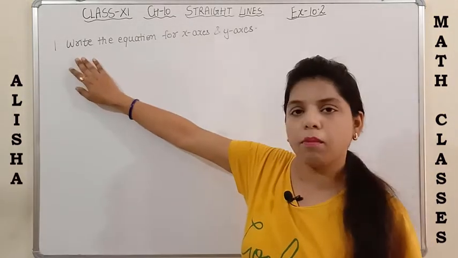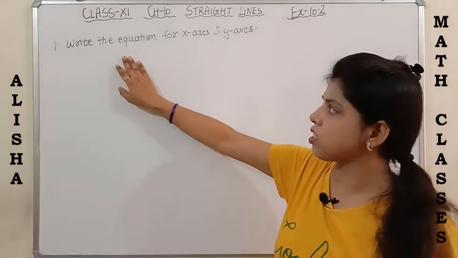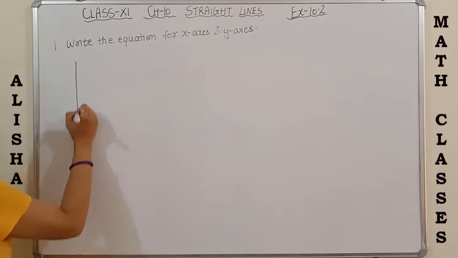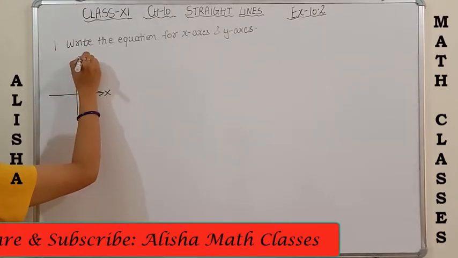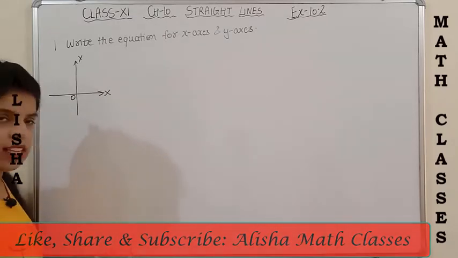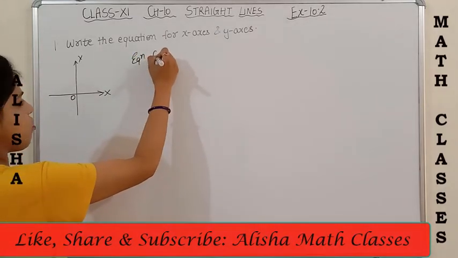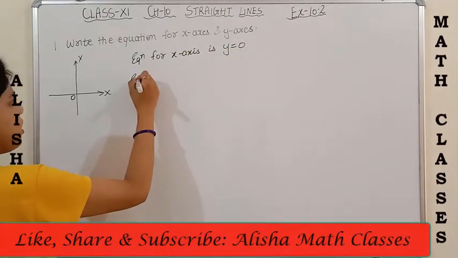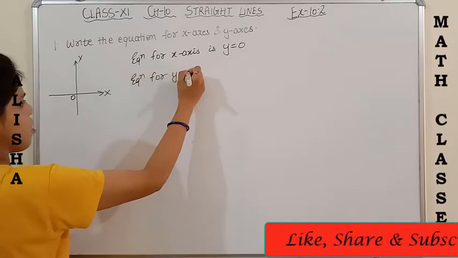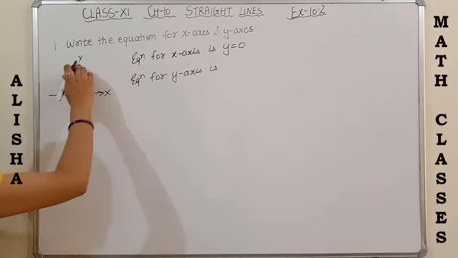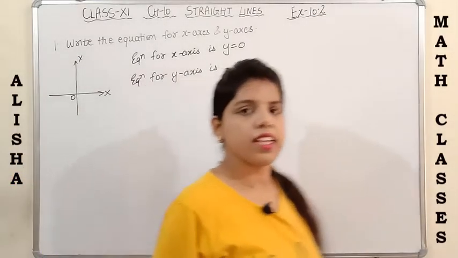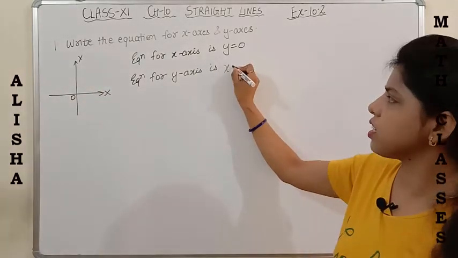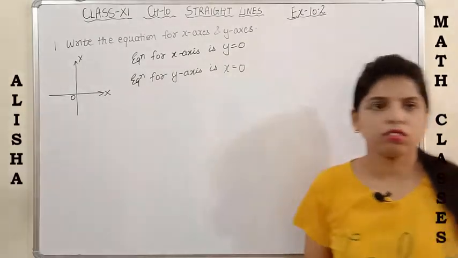So without wasting the time, let's see question number 1. Question number 1 is, write the equation for x axis and y axis. So this is a very simple equation. All of you know that this is our x axis and this is our y axis. So on the x axis, you know that y is equal to 0. So that means the equation for x axis is y is equal to 0. Similarly, the equation for y axis, on the y axis we have x is equal to 0, because every point on the y axis has x is equal to 0. So the equation is x is equal to 0. So this is very simple, please note down.